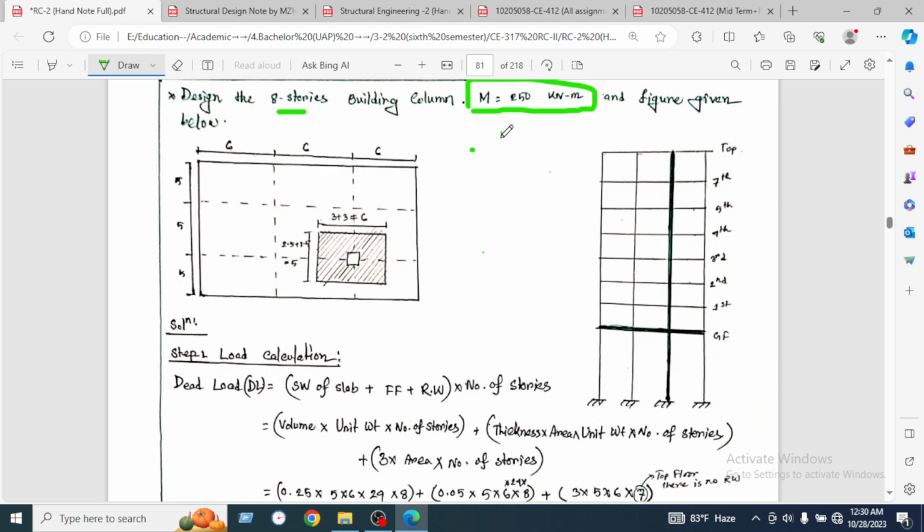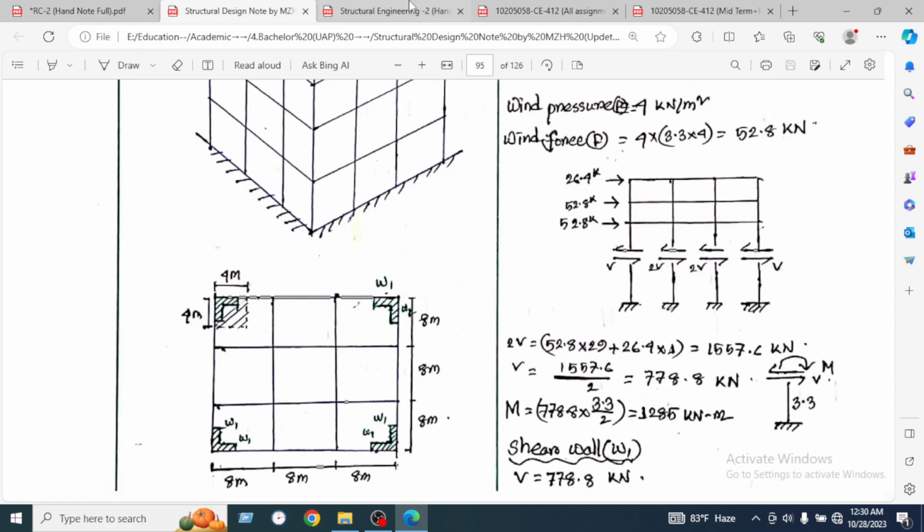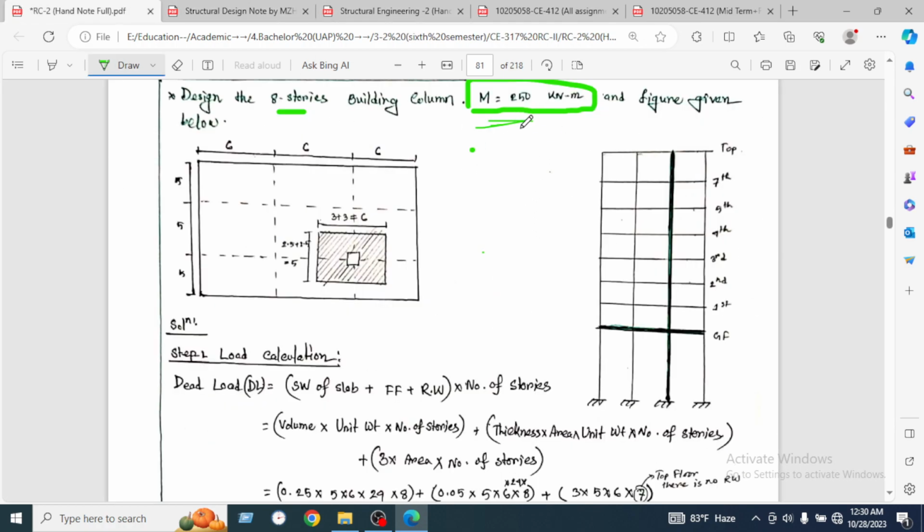So at first, if you want to know how to get 250 kilonewton per meter, and how we will get this value, this is actually given in the question. But if we want to find the value from a real exam, from the real field, then we have to calculate it from the portal method. We have to analyze the portal method.